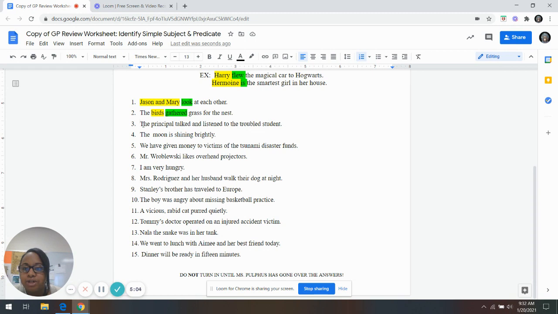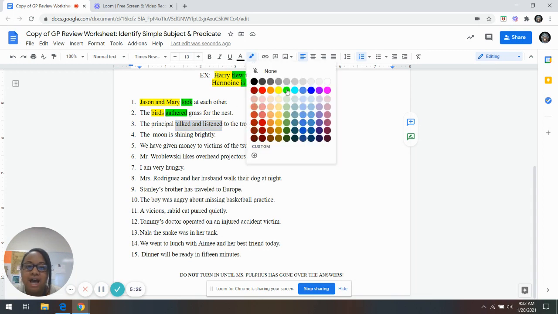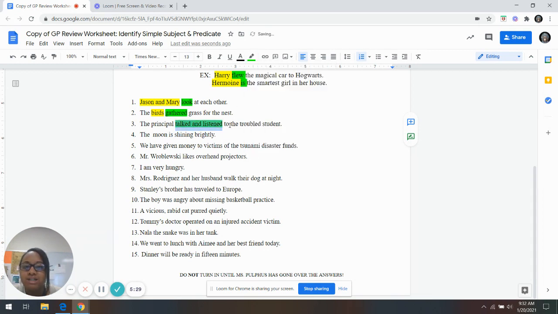All right, let's see. Number 3. The principal talked and listened to the troubled student. Okay, what is my action here? I'm still keeping an eye out for linking verbs. Don't see any linking verbs, so what's my action? Talked. Ooh, but we actually have 2 verbs. So the principal talked and listened. So I'm going to highlight that in green. Talked and listened are my verbs.